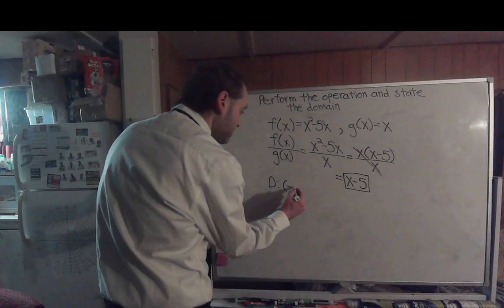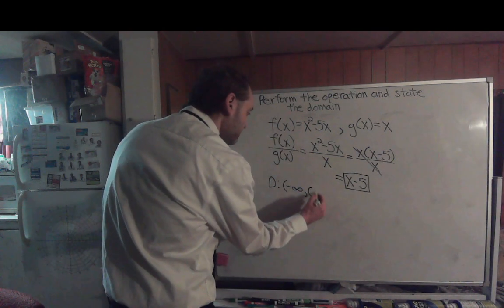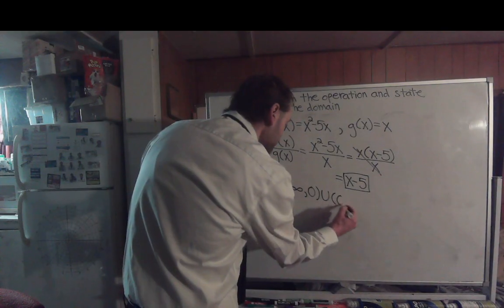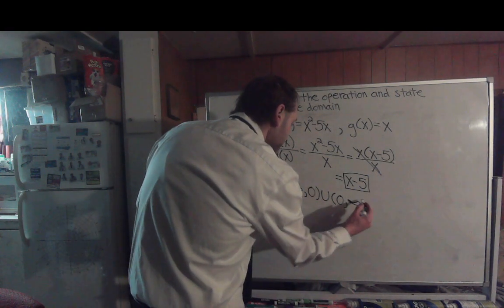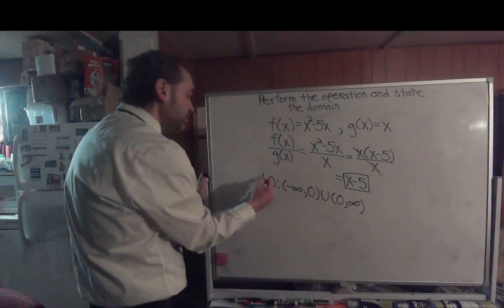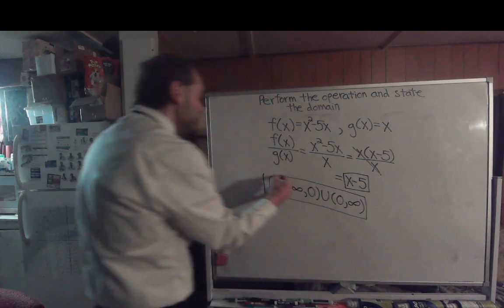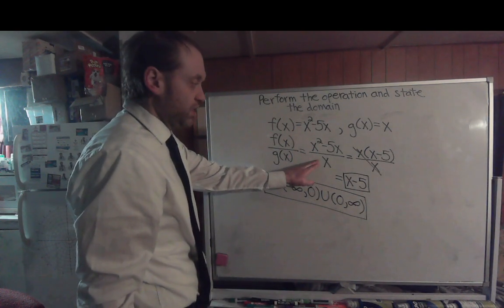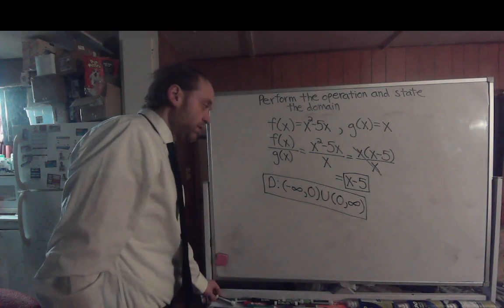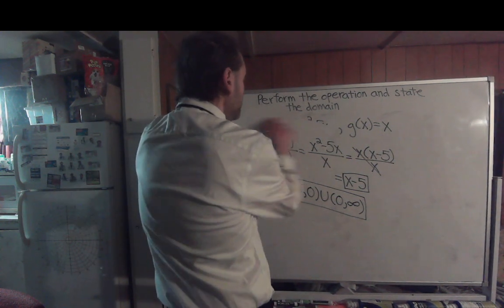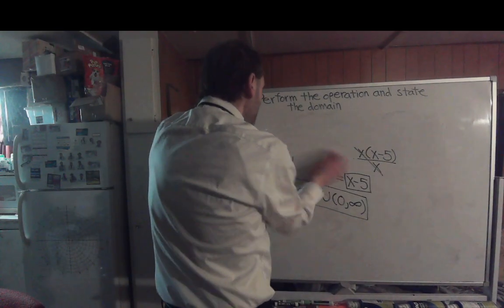So that would be from the interval of negative infinity to 0 non-inclusive in union with 0 non-inclusive to positive infinity. So literally every real number except for 0 is a viable answer, because if you put in 0 in the original function, you'll get a 0 in the denominator. So that's why 0 won't work. But everything else will. Alright, let's move on to composition of functions.